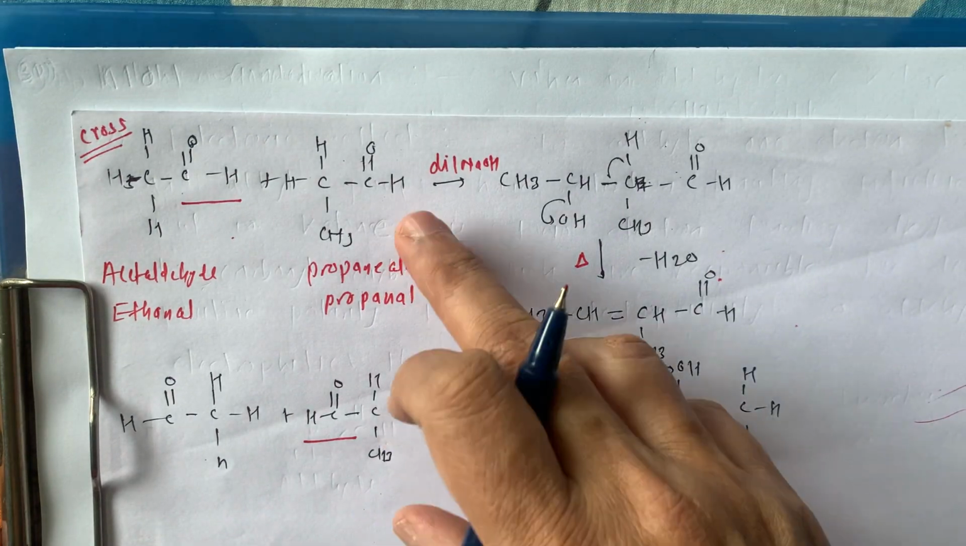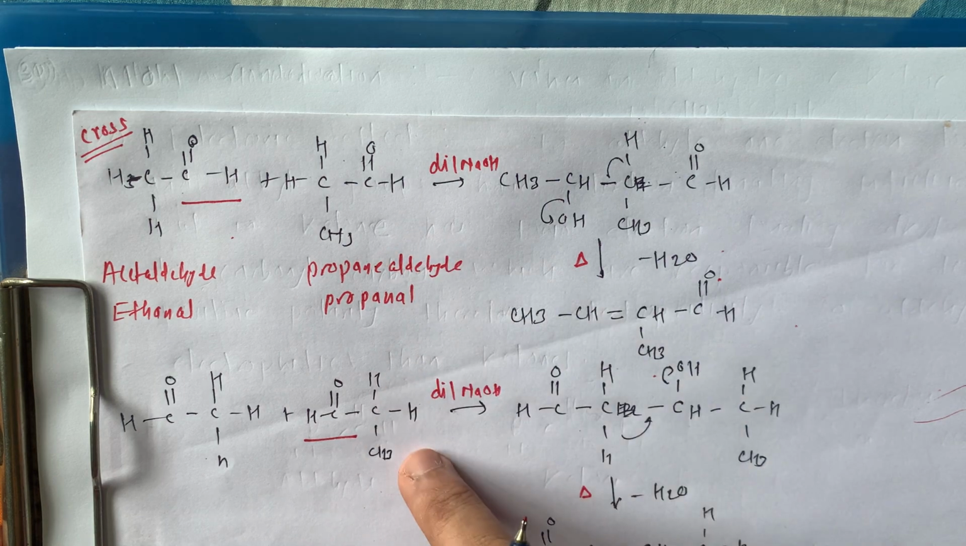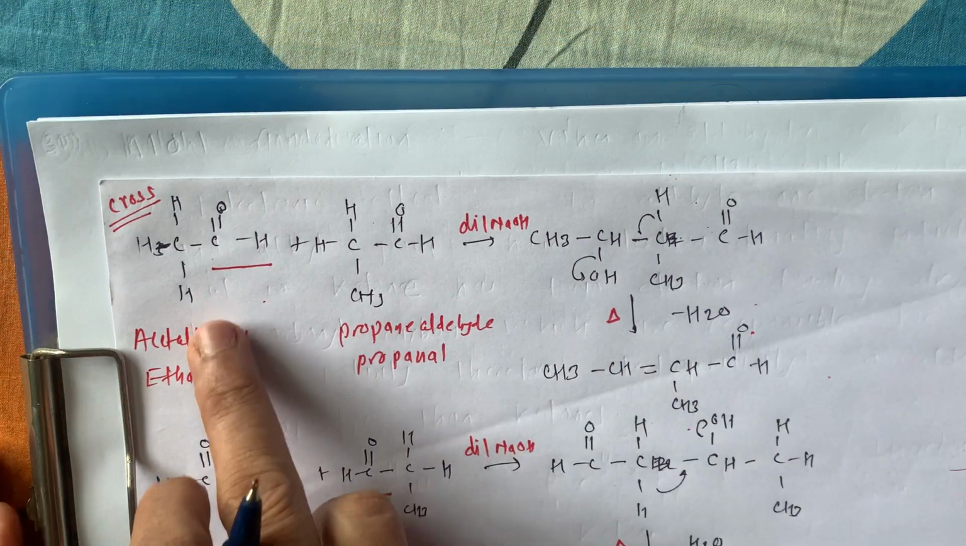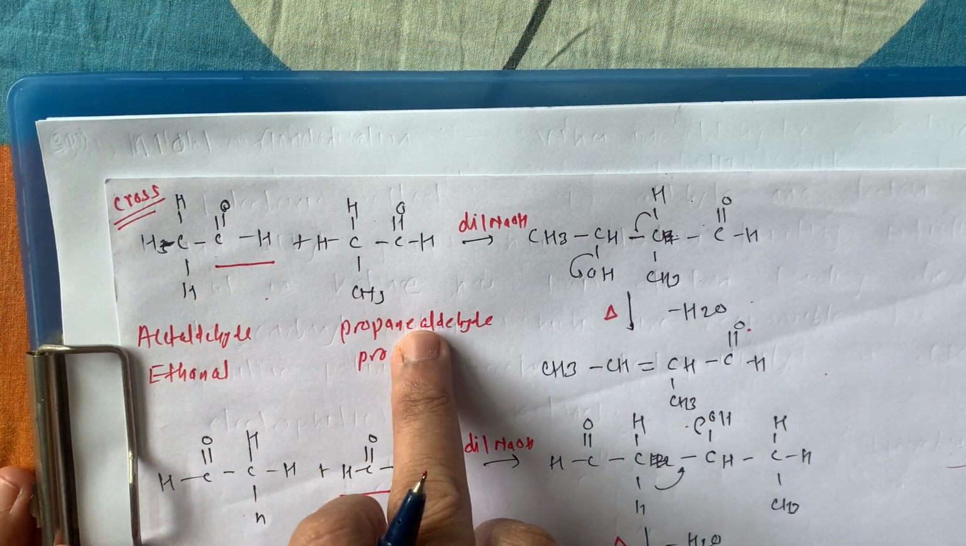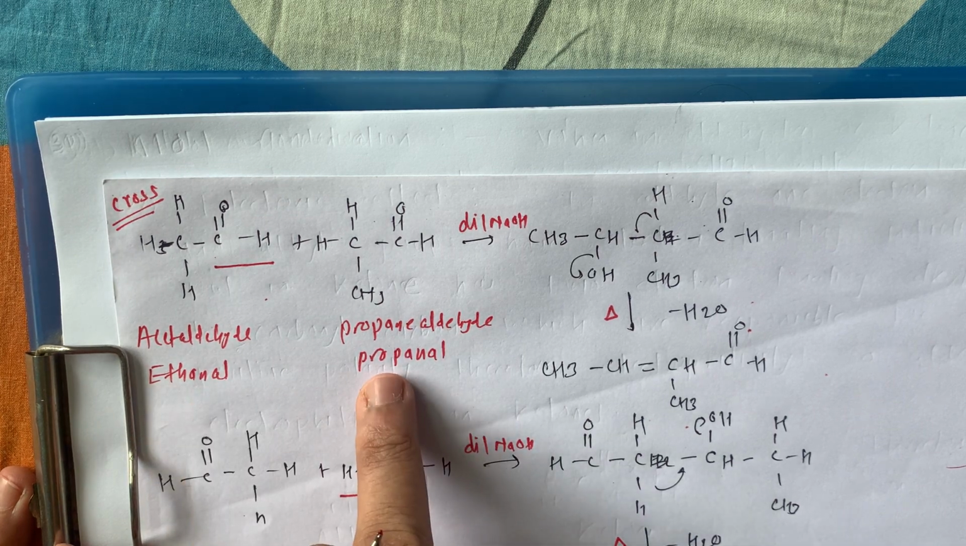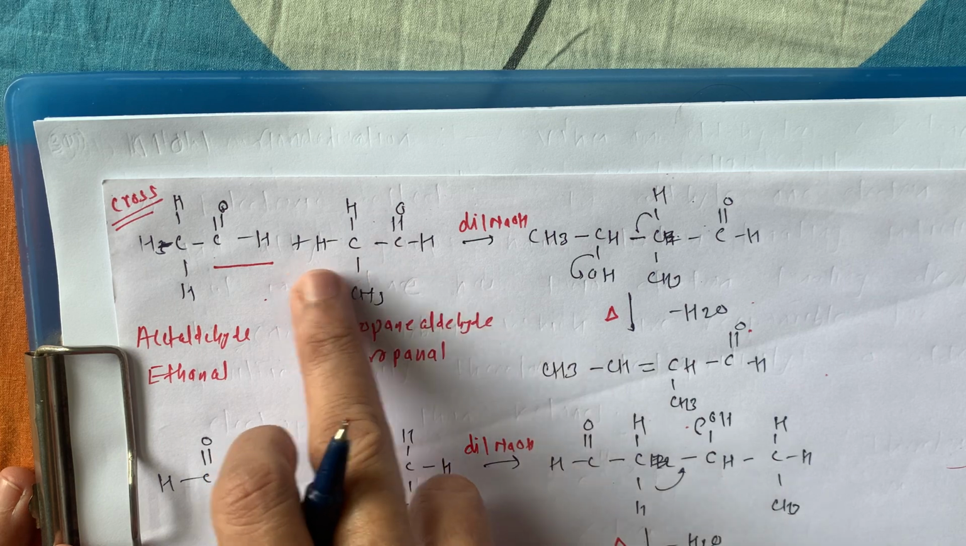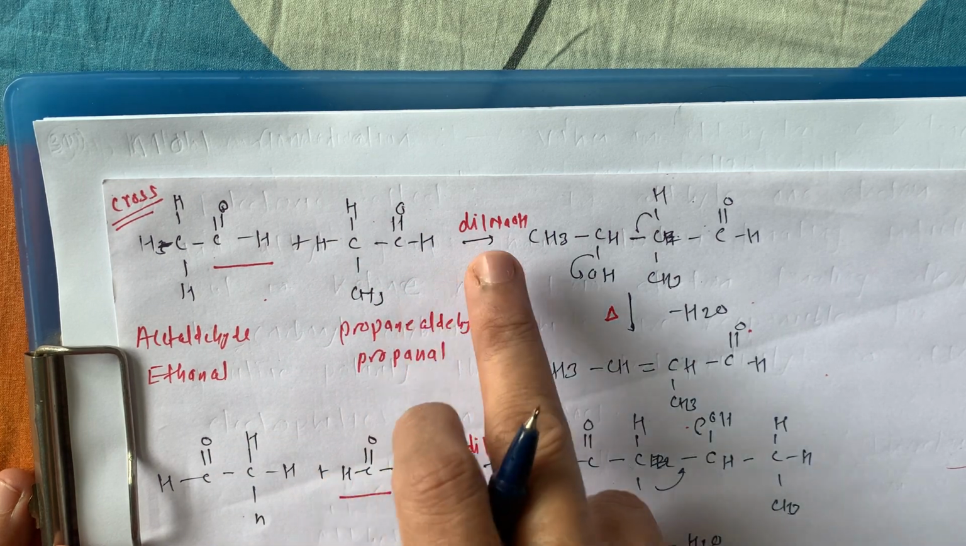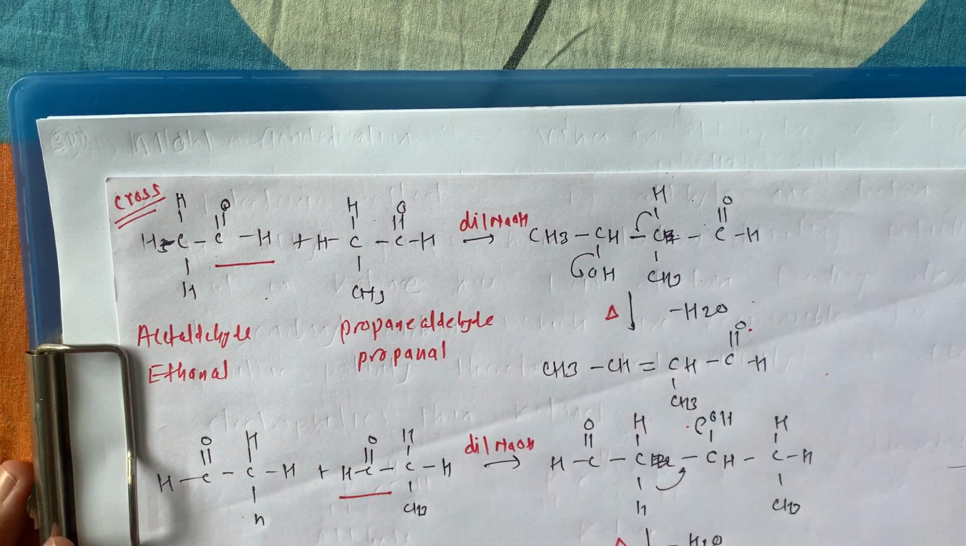Now we are going to see the third and fourth product. What is that? Here acetaldehyde is going to react with propanaldehyde. In IUPAC this is ethanal, while this other compound is propanal. We use dilute NaOH.